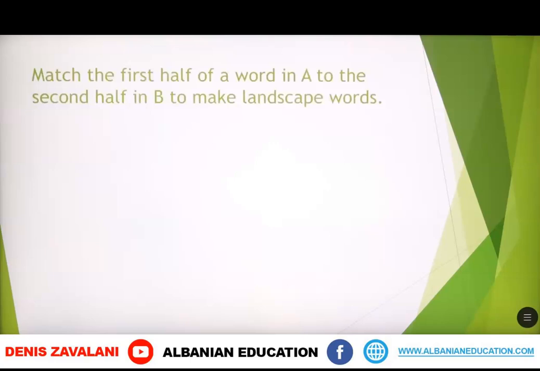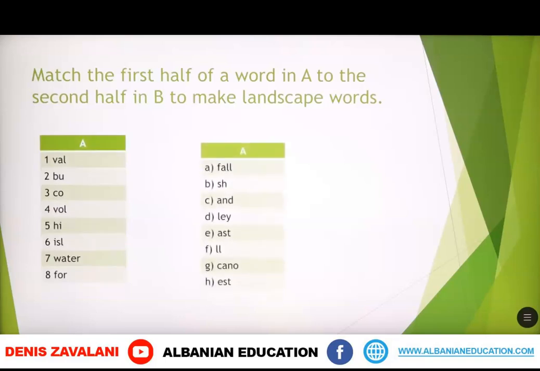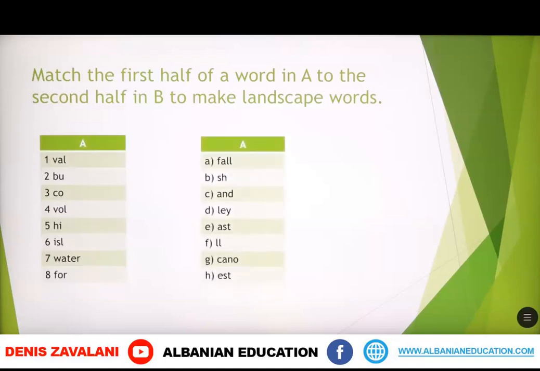Match the first half of a word in A to the second half in B to make landscape words. So, as you can see, the words are divided into parts. You have to combine the missing parts, the other part. So, let's try to find number 1, which is its missing syllable. One goes with D, valley. What would you say for number 2? It's bush.